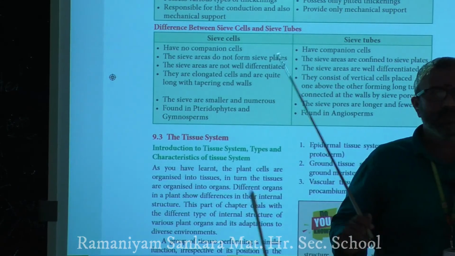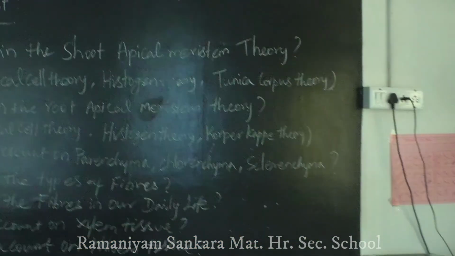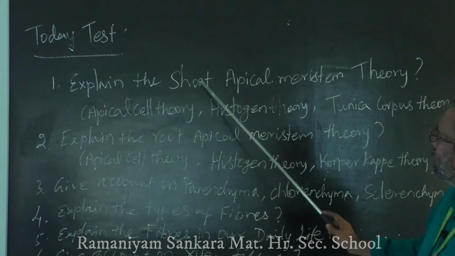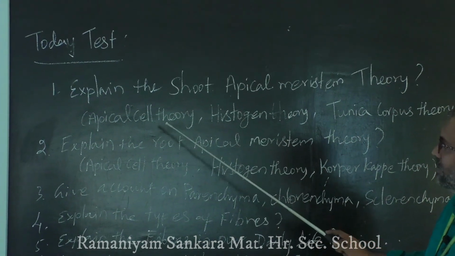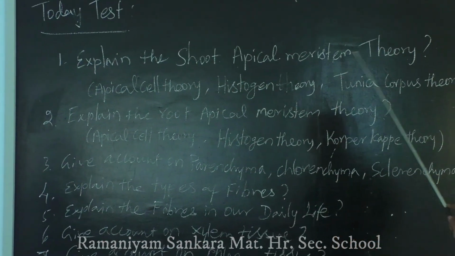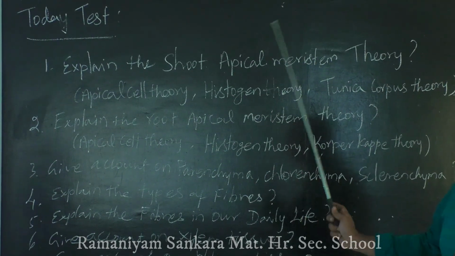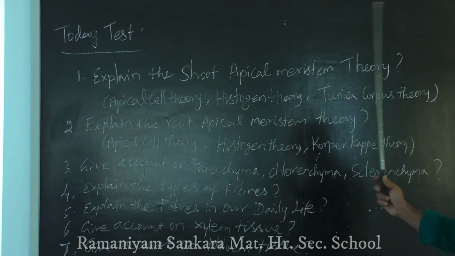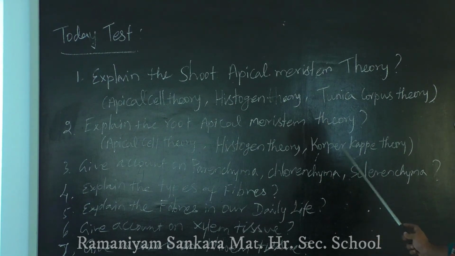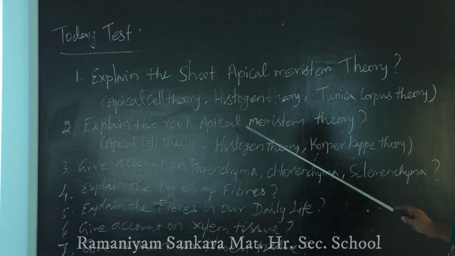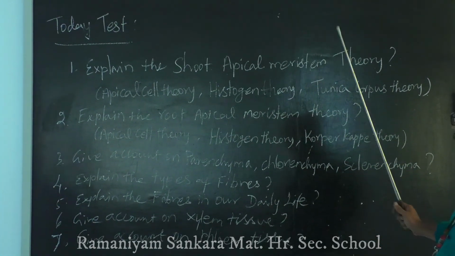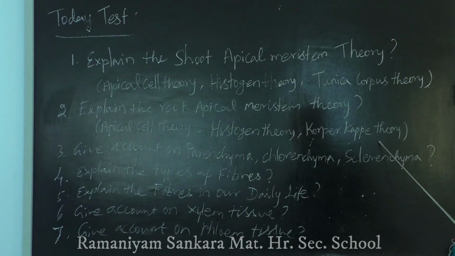So now the class is over. Now I will give you today's test. Explain the shoot apical meristem theories: apical cell theory, histogen theory, tunica corpus theory. That is also very important. You have to write them separately. Then explain the root apical meristem theory: apical cell theory, with diagram. That diagram is also very important. Histogen theory and tunica corpus theory.